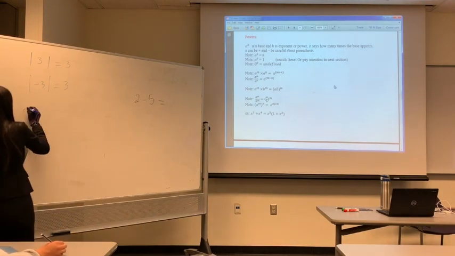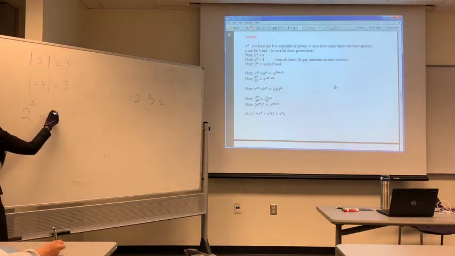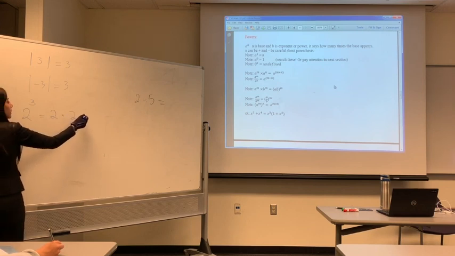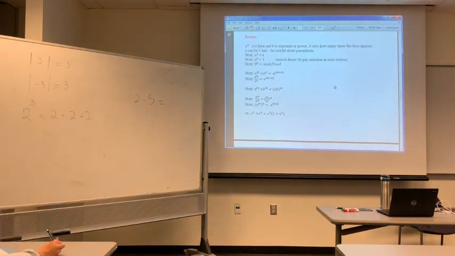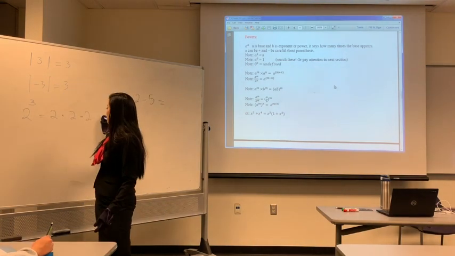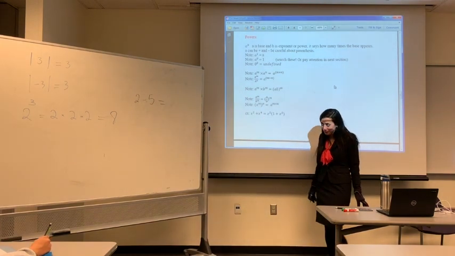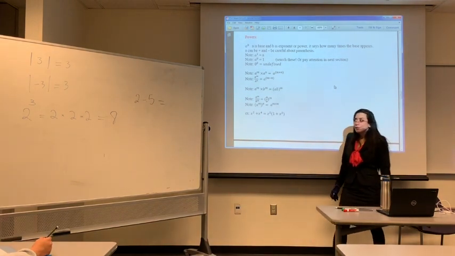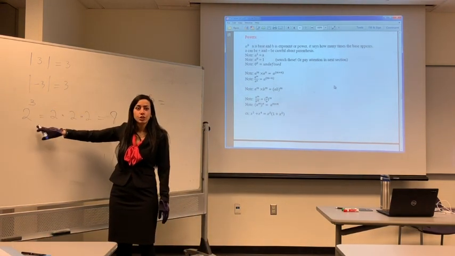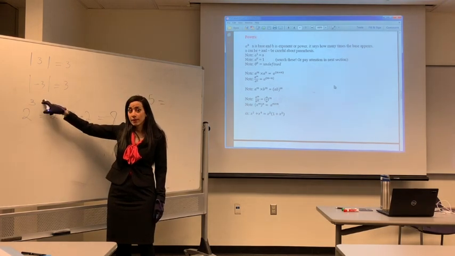So, 2 power 3. It means multiply 2 to itself how many times? 3 times. So the result will be 2 multiply 2 multiply 2, which is 8. Correct? 3 is the power. 2 is the base. So this is base, this is power.